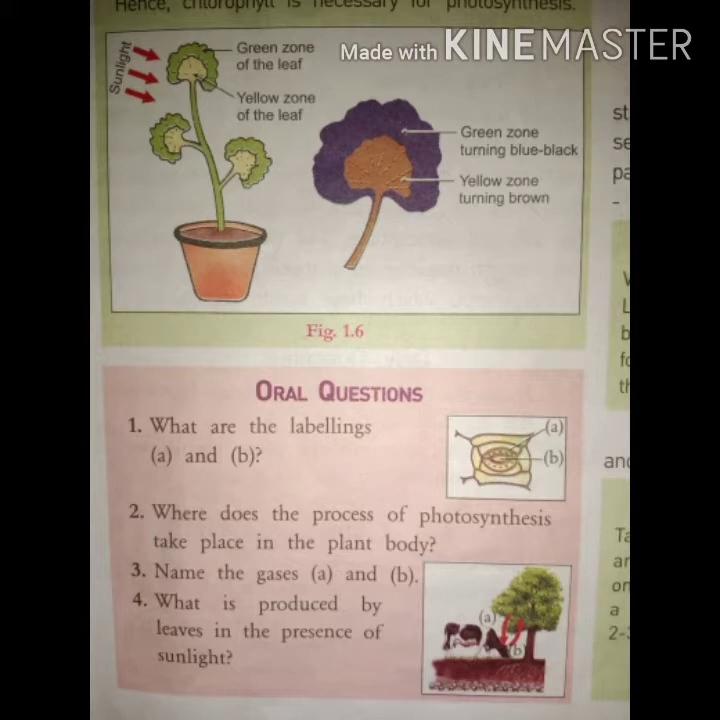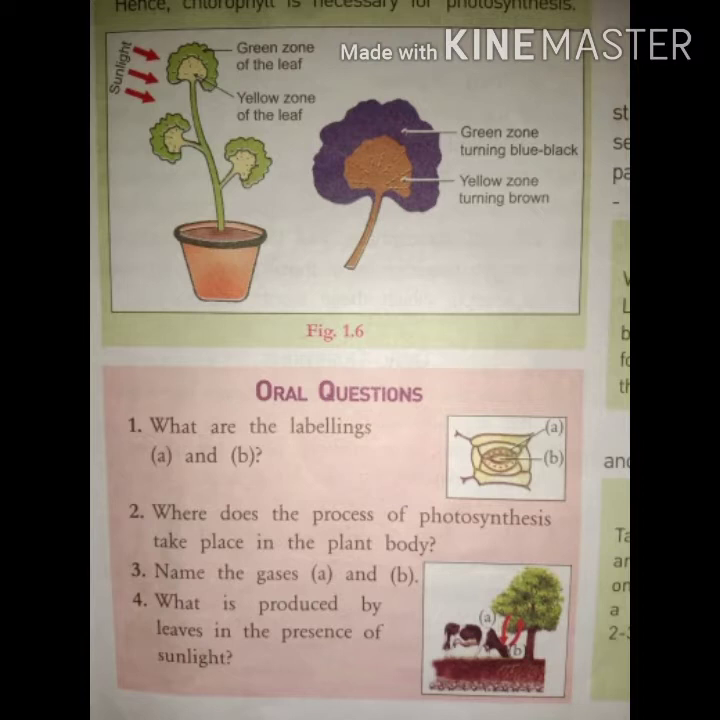Second one is given: where does the process of photosynthesis take place in the plant body? This question we have discussed yesterday. So photosynthesis takes place in the leaves of the plant. And which type of leaves? Green leaves.